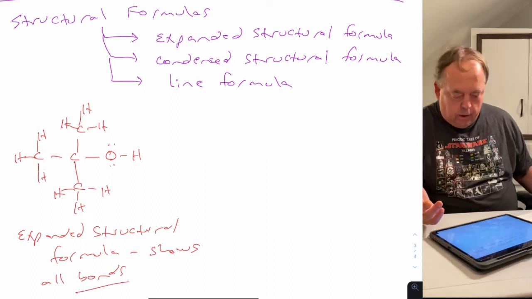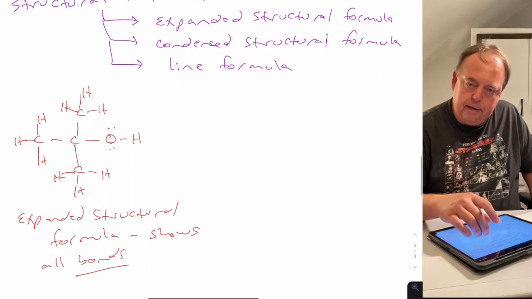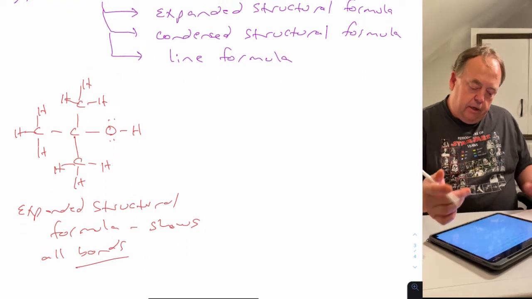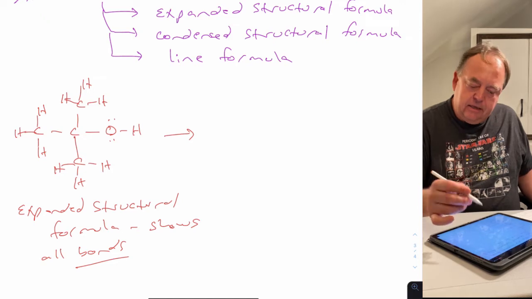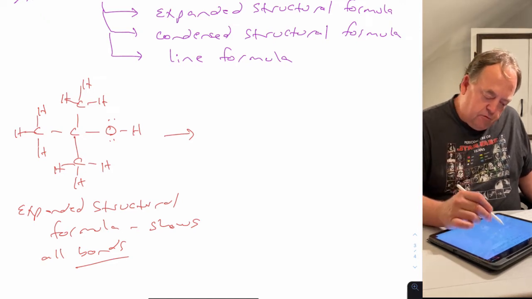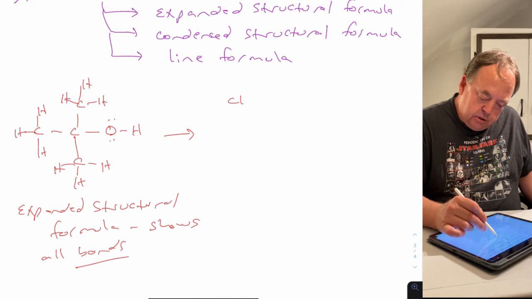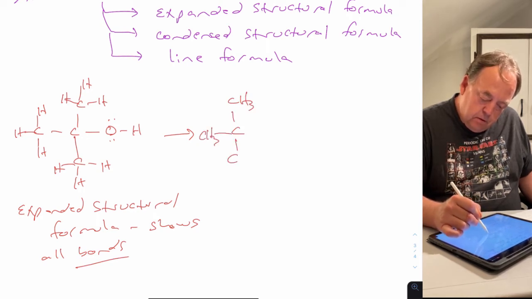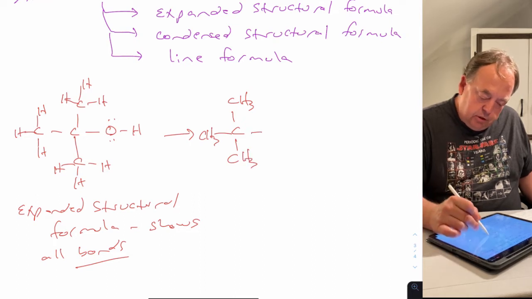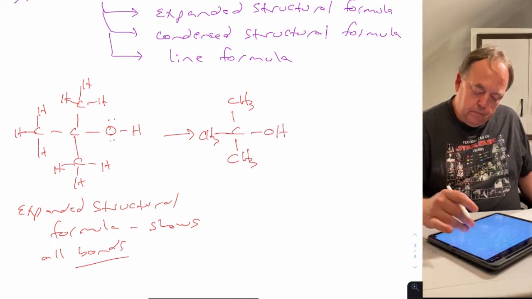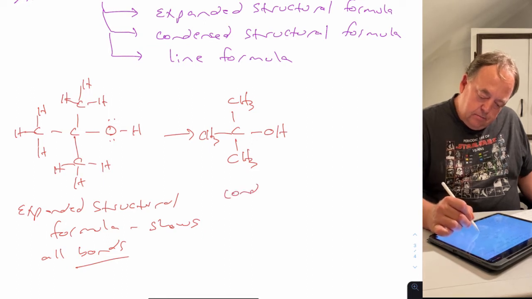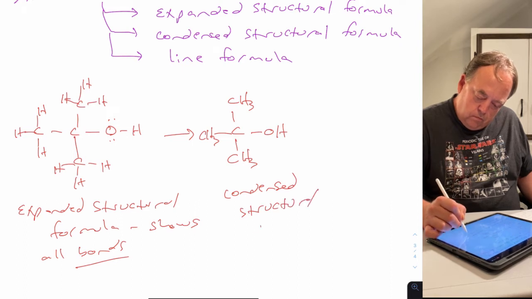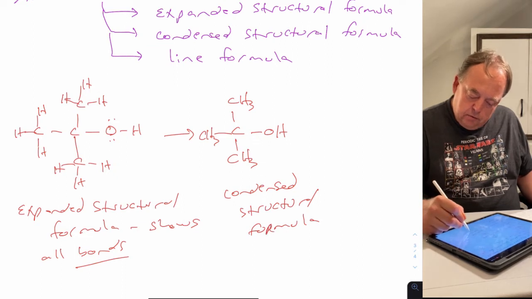But it's not a very convenient way to write a molecule because it takes up a lot of space and it takes a lot of time. So we can make this easier to draw by writing the condensed formula. Instead of writing all of the CH bonds out, we can just say CH3. So we have a carbon attached to 3 CH3s and then attached to an OH. So that would be a condensed structural formula.